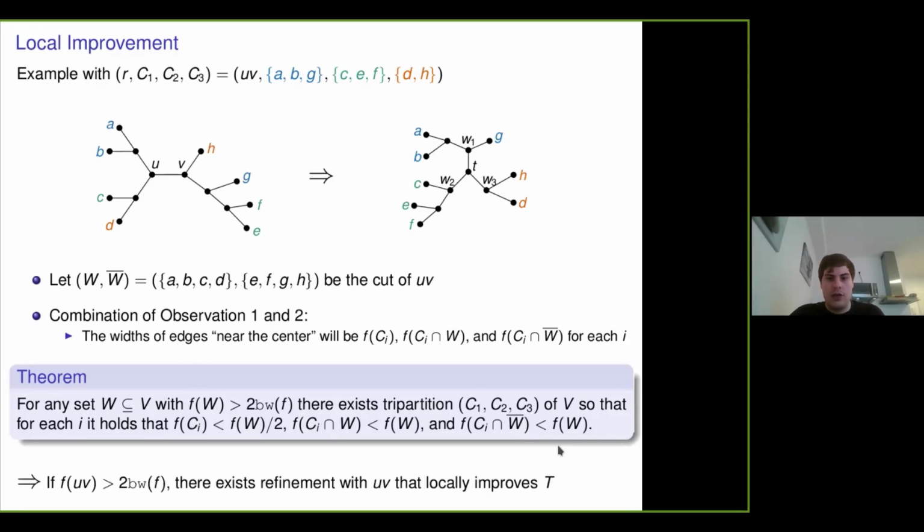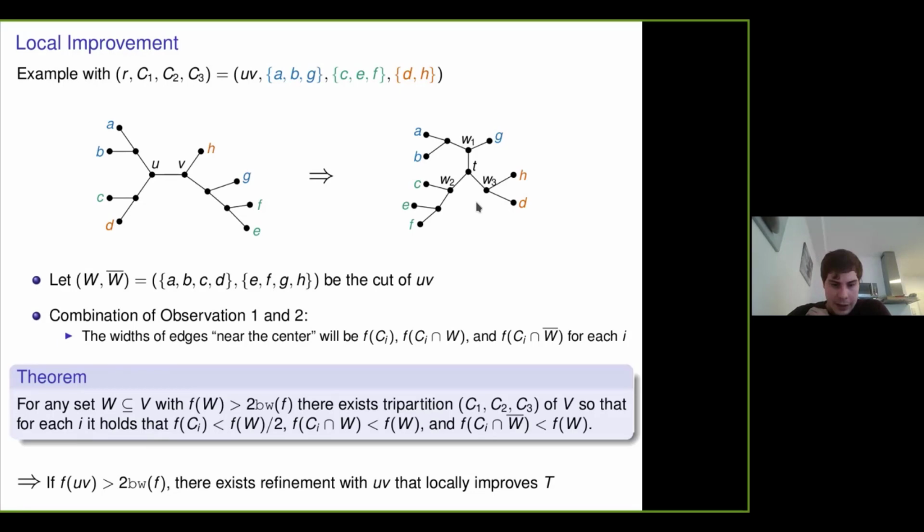So really what this means is this: if f of W, which is like f of UE, is larger than 2 times the branchwidth of this function, then there exists some refinement, this partition C1, C2, C3, that locally improves this branch decomposition. So it improves this decomposition around this root.